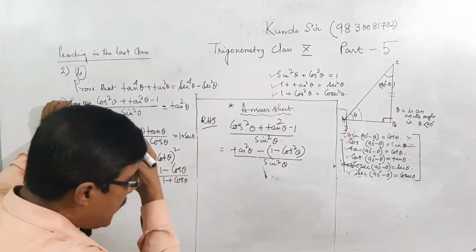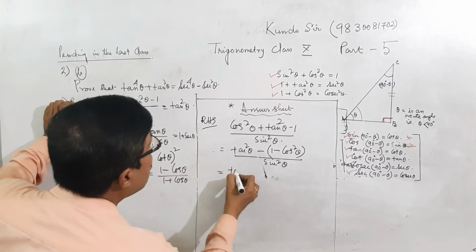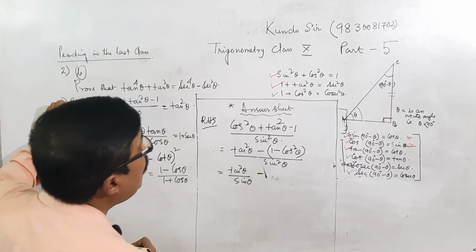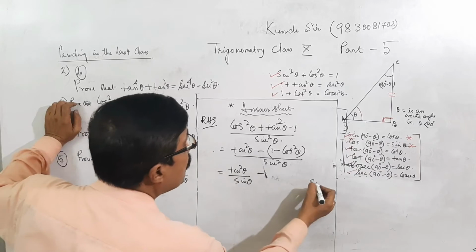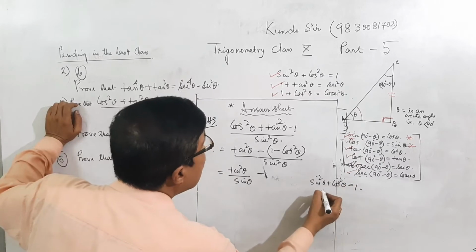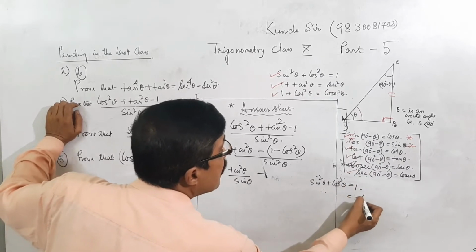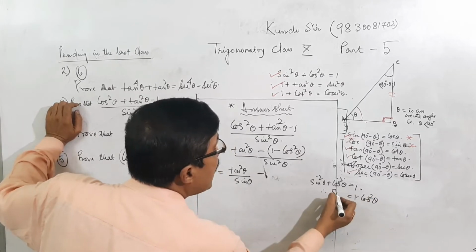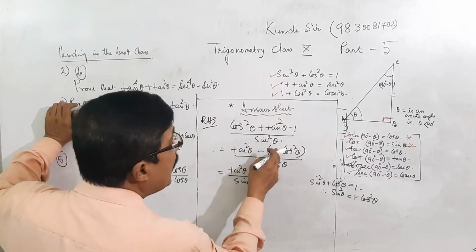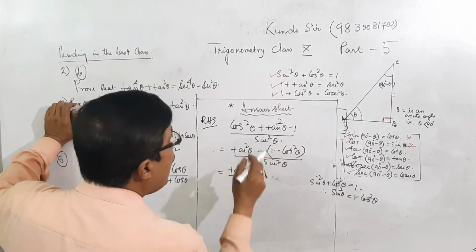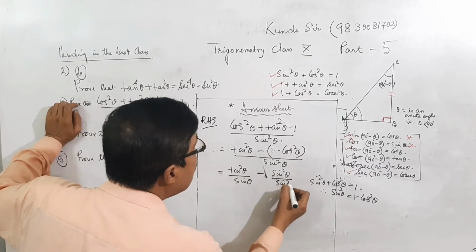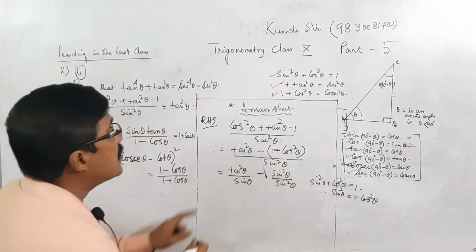Now we are writing tan square theta by sin square theta, and we know sin square theta plus cos square theta equals 1. Therefore, 1 minus cos square theta equals sin square theta. It is also mentioned here. So it can be written as sin square theta upon sin square theta. This part is to be remembered.